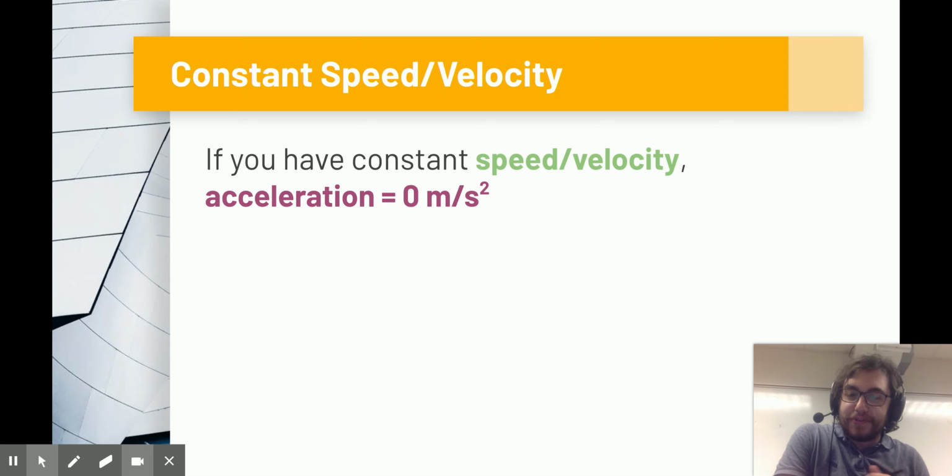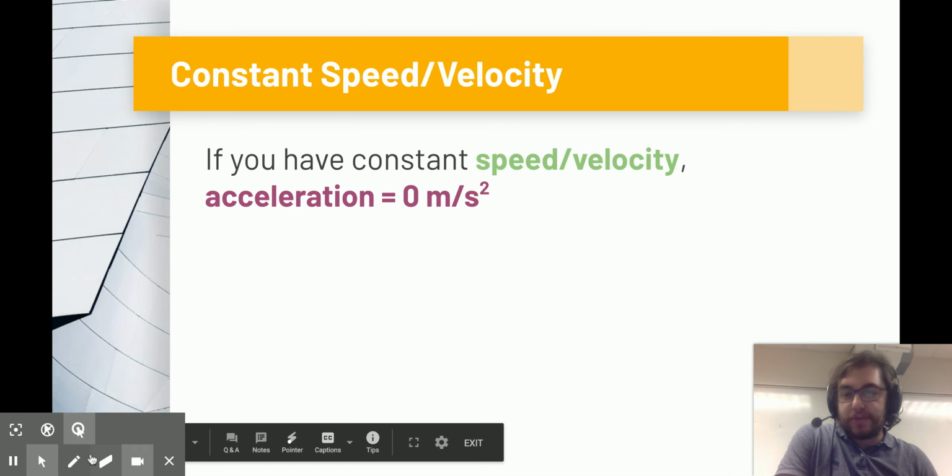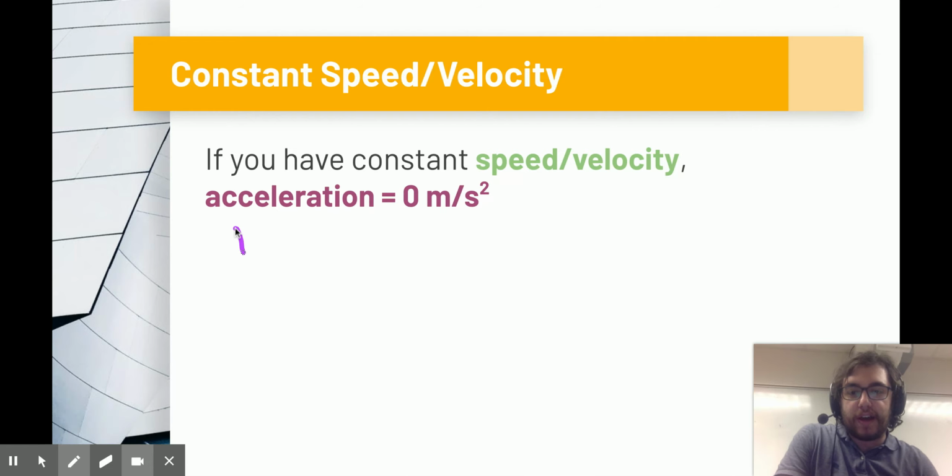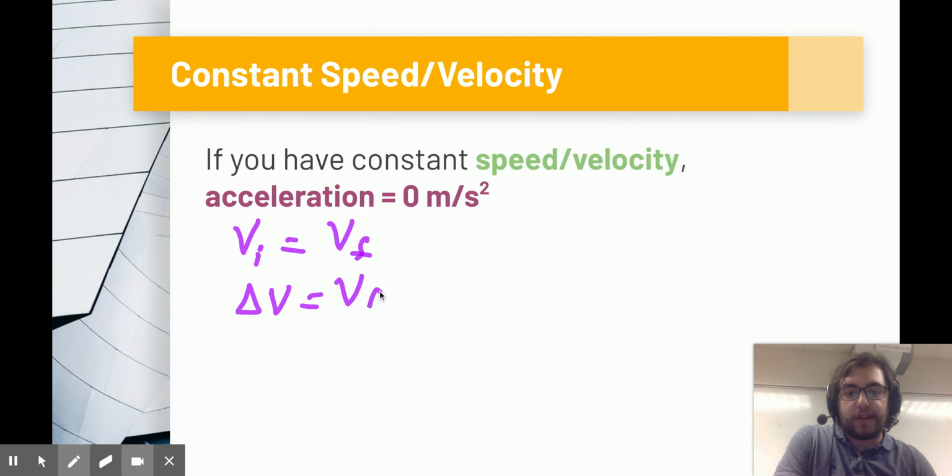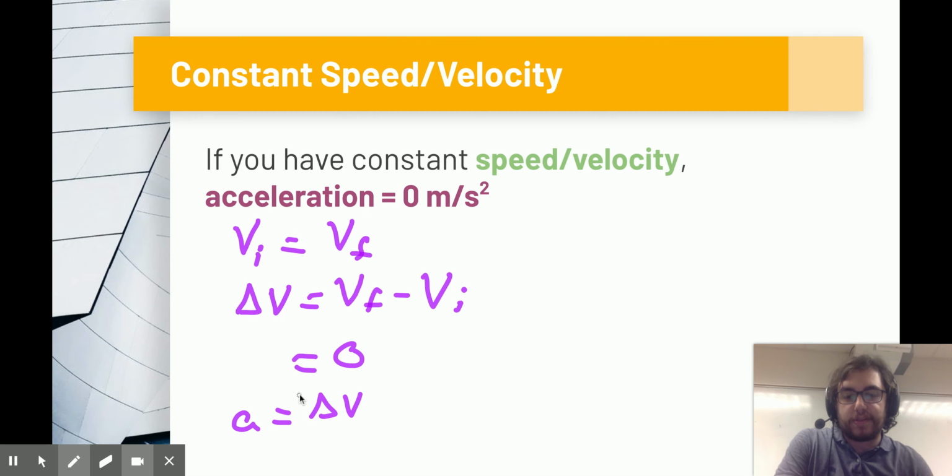Okay, so hopefully this makes sense to you. If it doesn't, let's break it down. If you have a constant speed, then basically that means your VI will be equal to your VF over a period of time. So a change in velocity is equal to VF minus VI. If they are the same number, that should be equal to 0. As we know, acceleration is equal to change in V. So if change in V is equal to 0, then our acceleration is equal to 0.